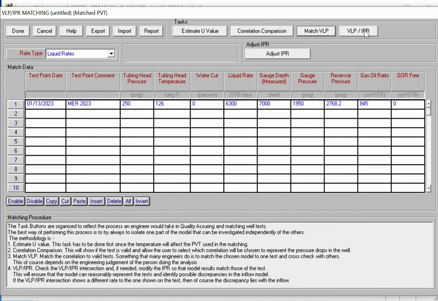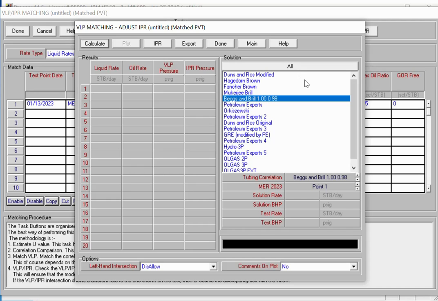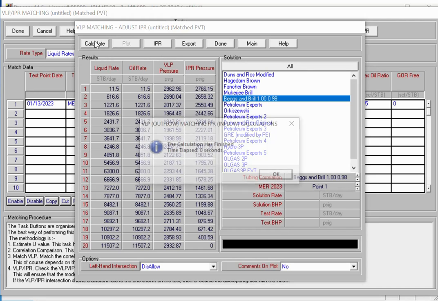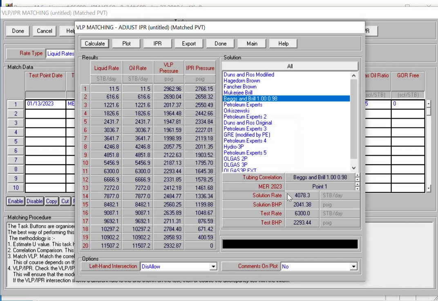So now let's go to the VLP IPR check. I'm gonna calculate, and after that let's look at the screen. It says the solution rate is 4,000 while our test rate is 6,300. The solution BHP is 2041 while our test BHP is 2022. So that means there's something wrong here.